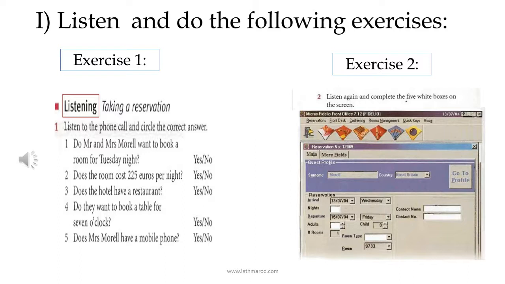Nights, you are going to mention the number of the nights. Departure, it's already there, 15/7/4. It's going to be on Friday. Adults, you should detect that. Room 1, room type, you are going to specify the type of the room. And the two last ones, contact name and contact number. So after listening carefully to the record, try to fill in the 5 white boxes or spaces.